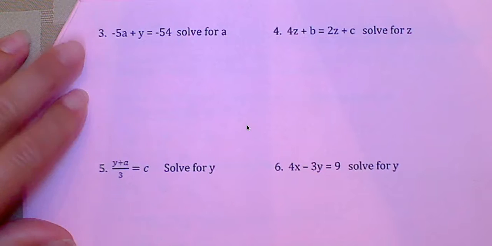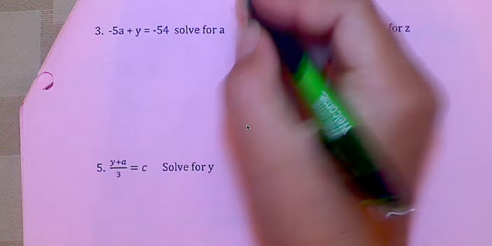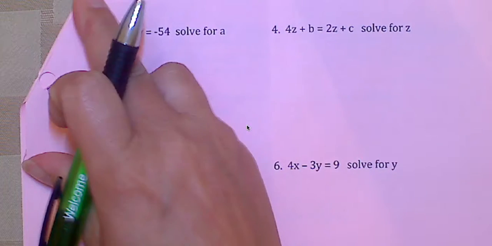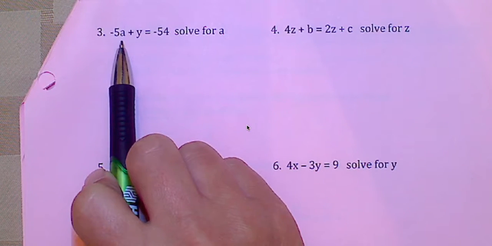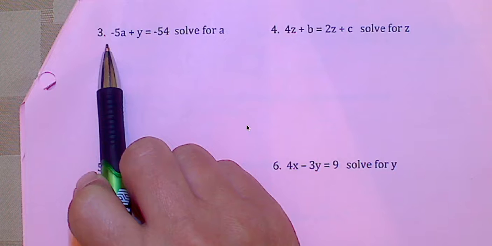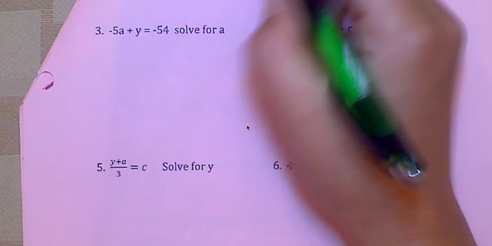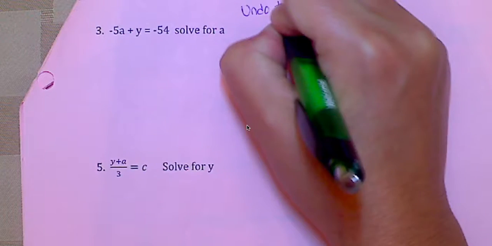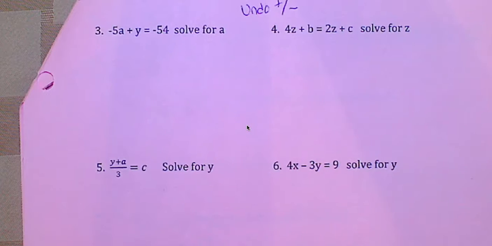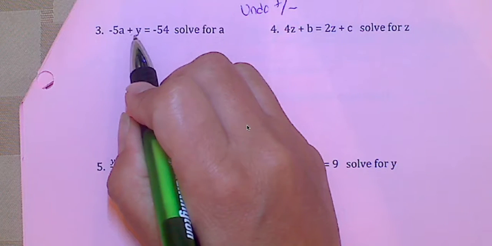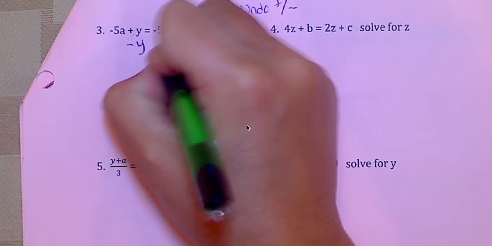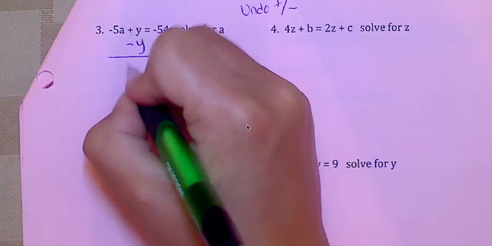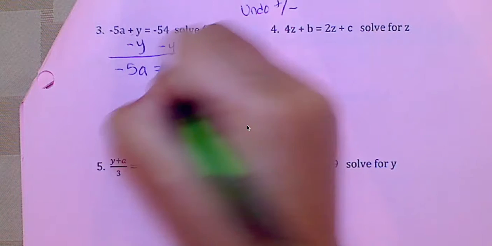All right, next, number 3. Negative 5a plus y equals negative 54. We're solving for a. So we want to get a alone. And remember, the key is that the one that the a is attached to, that's the last one to go. We're always going to undo the addition and subtraction first. And so that's going to be the one that's not attached to it. So this plus y. So the opposite of that would be to subtract y. So we get negative 5a equals.